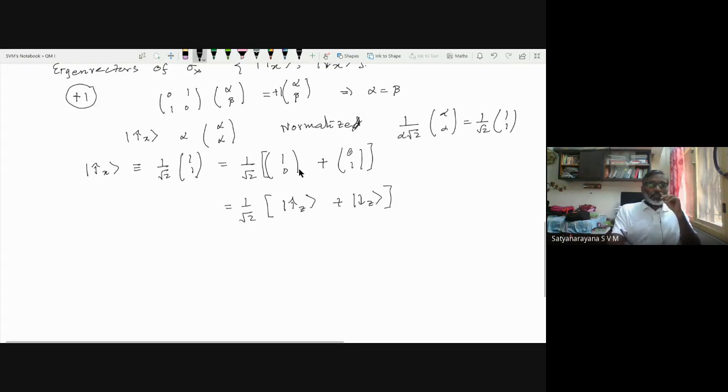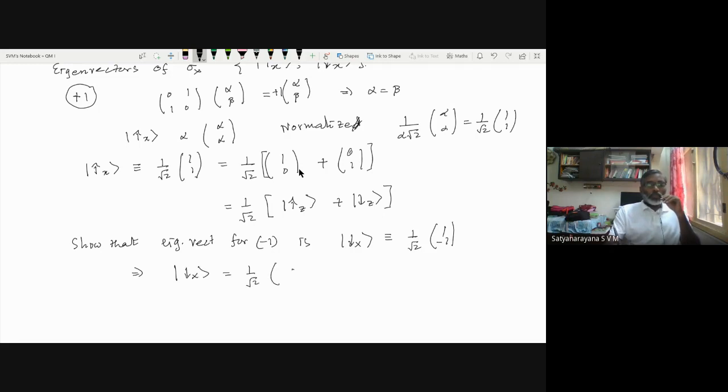Similarly, I will leave this as an exercise. Okay, show that the eigenvector for minus 1 is given by down x, which is equal to 1 by root 2 into 1 minus 1. Okay, so that implies your down x can be written as 1 by root 2 into up z minus down z.